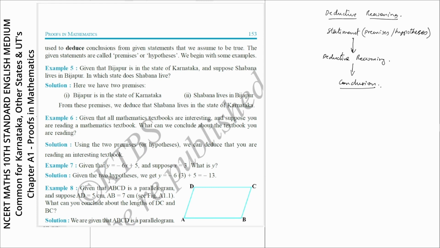Example 7: given that y is equal to minus 6x plus 5 and suppose x is equal to 3, what is y? So it's a simple problem. The first hypothesis is y is equal to minus 6x plus 5. The second hypothesis is x is equal to 3. So what is y? It's very simple. You put x is equal to 3 in this, we get minus 13. Therefore our conclusion is that y is minus 13.